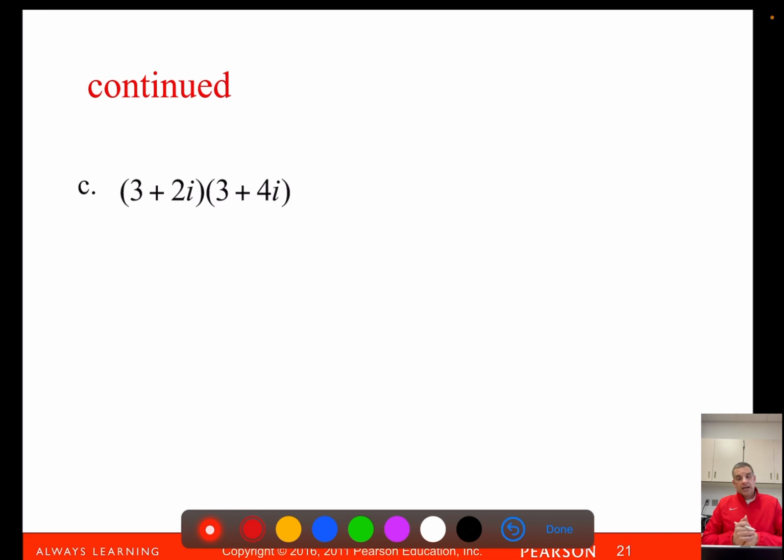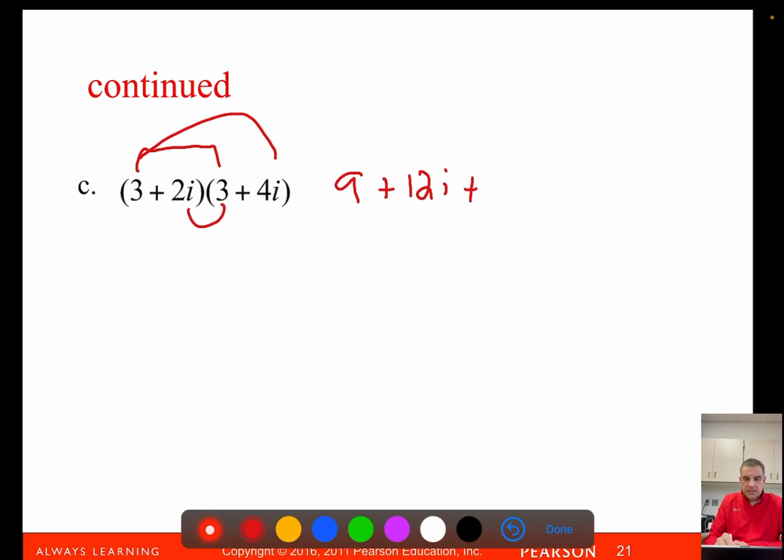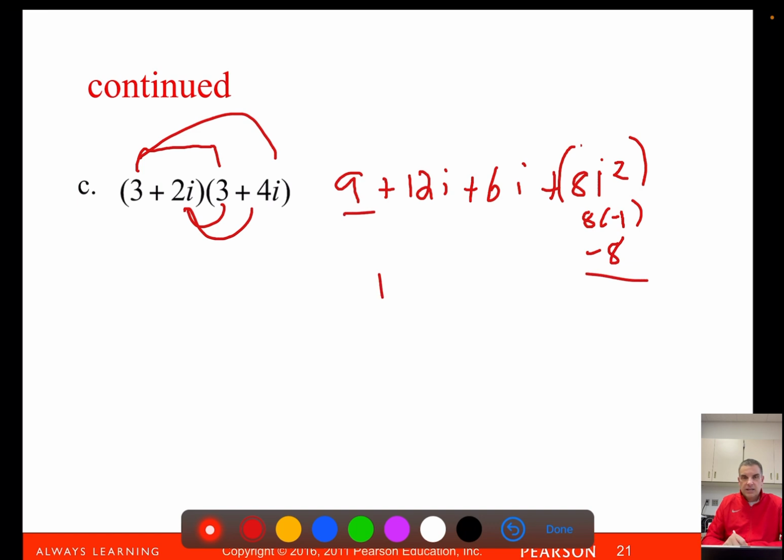Okay. 3 plus 2i times 3 plus 4i. 3 times 3 is 9. 3 times 4i is 12i. 2i times 3 is 6i. 2i times 4i is plus 8i squared. But 8i squared is 8 times negative 1, which is negative 8. So I've got 9 minus 8. 9 minus 8 is 1.